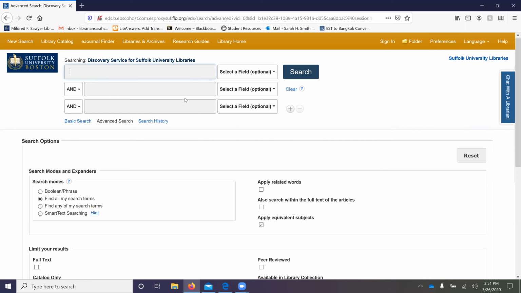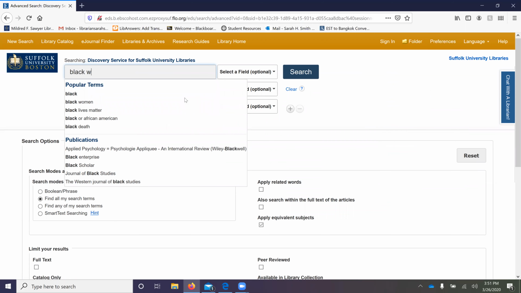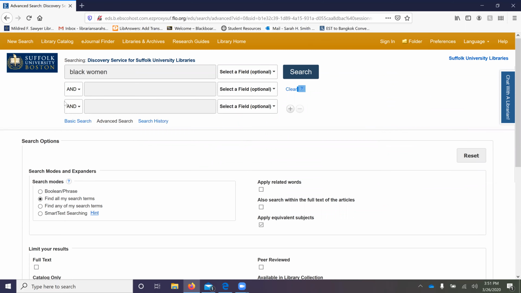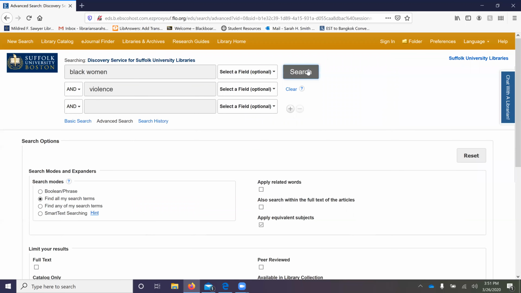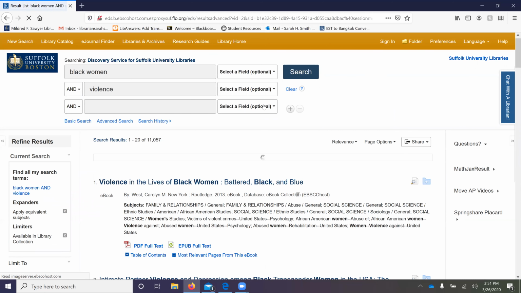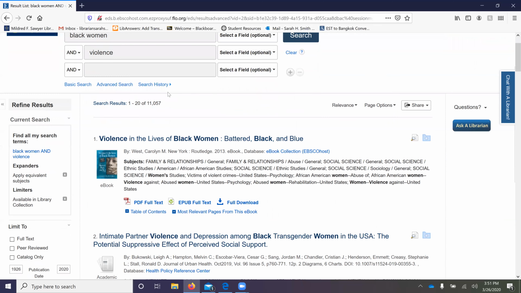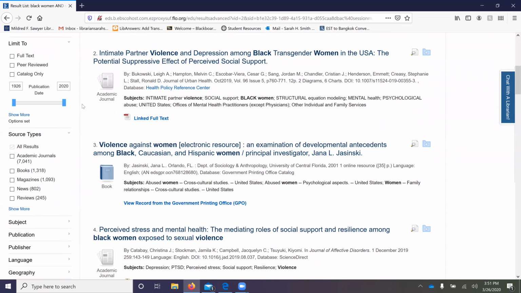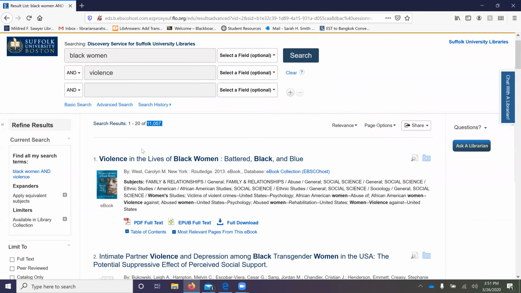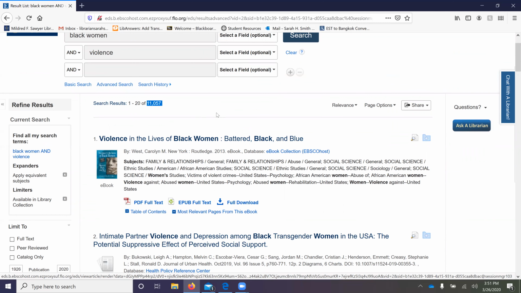So I'm going to do just a very basic search. I'm going to search for Black women and violence. And search. So with that, we have 11,057 results. If we look among our results, our first result will be an ebook.